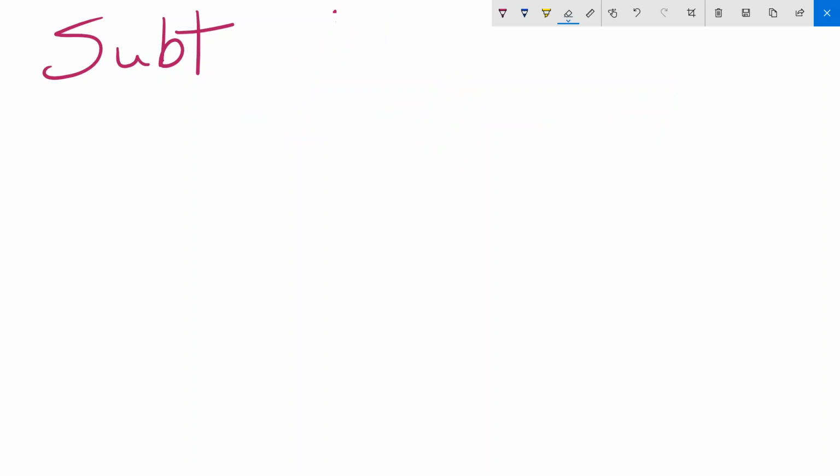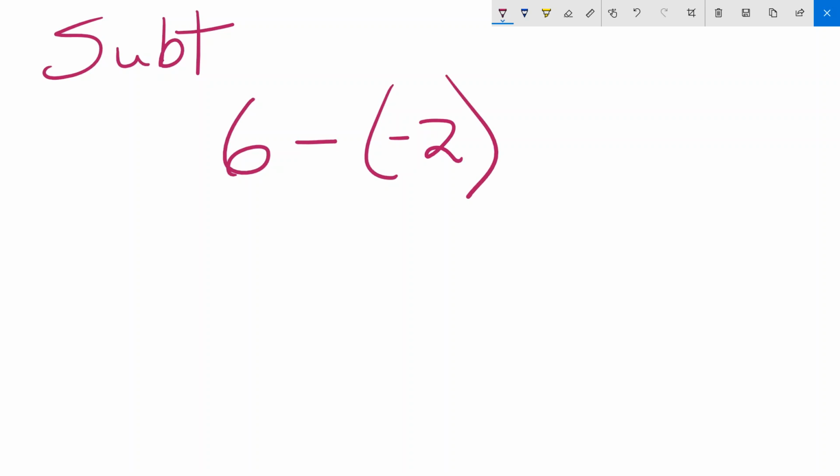And there's another. Whenever any negative number is involved, I want you to do it as an addition problem. How do I turn this into an addition problem? Which sign do I change? The middle. Now which sign do I have to change also? The negative 2. Now do the problem. 8.